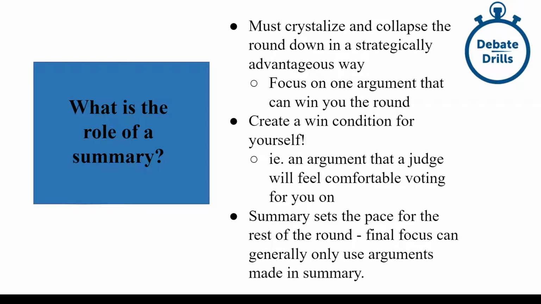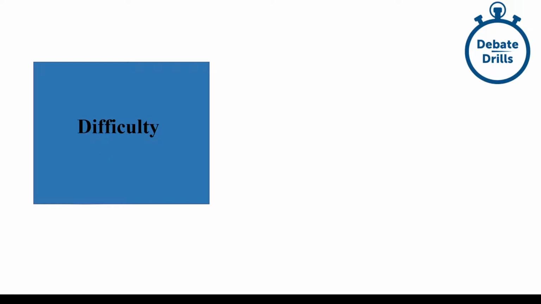Summary sets the pace for the rest of the round. Final focus can only use arguments made in summary with very few exceptions, which means that basically what you go for in summary is what you're going to lock your partner into going for in final focus. It's very powerful because it just sets the pace for the rest of the round.